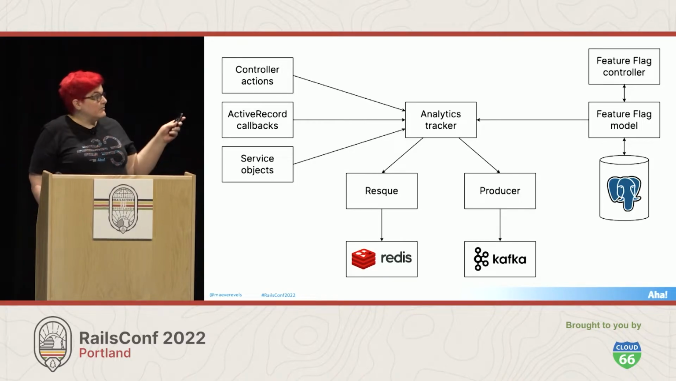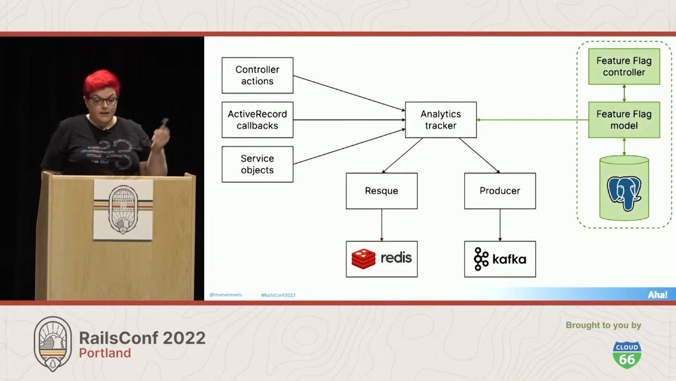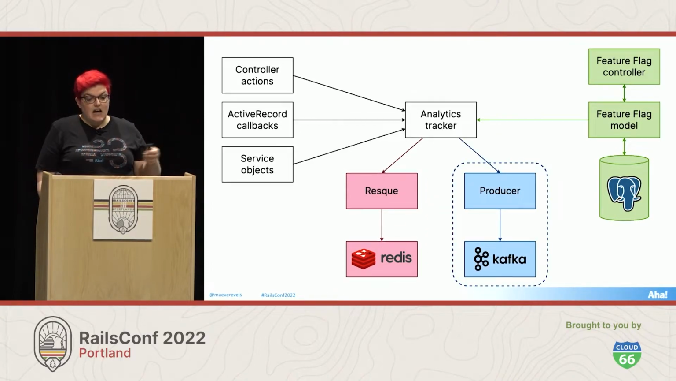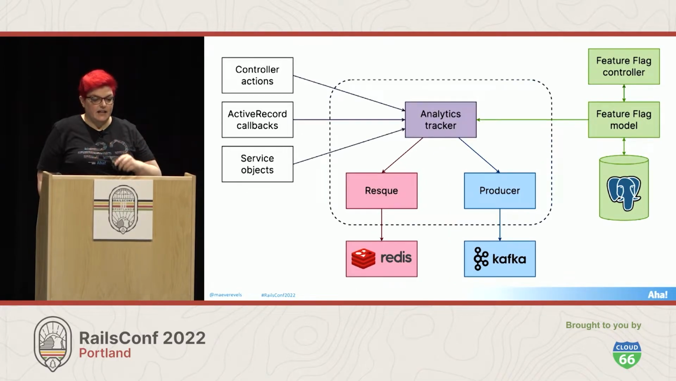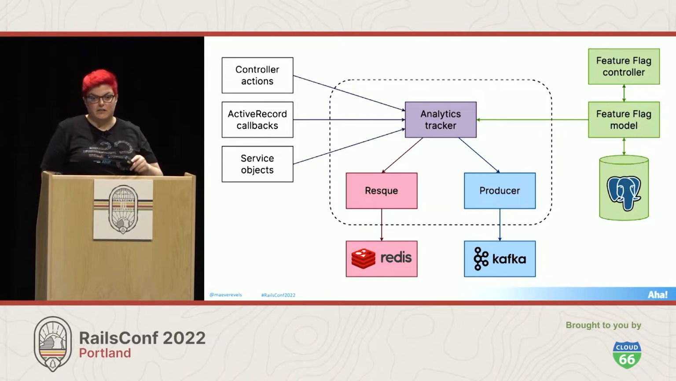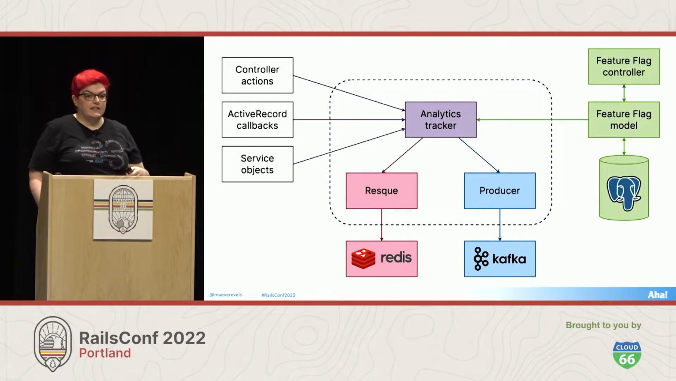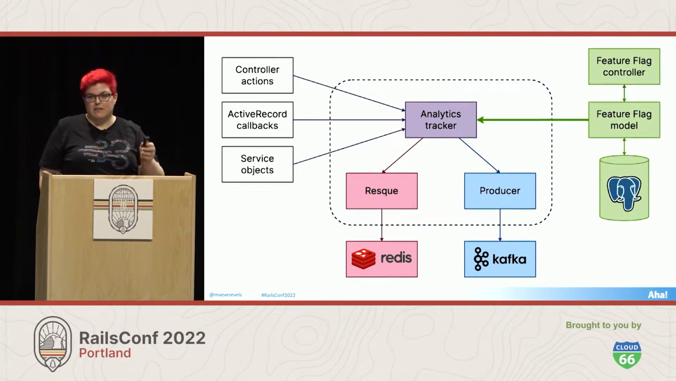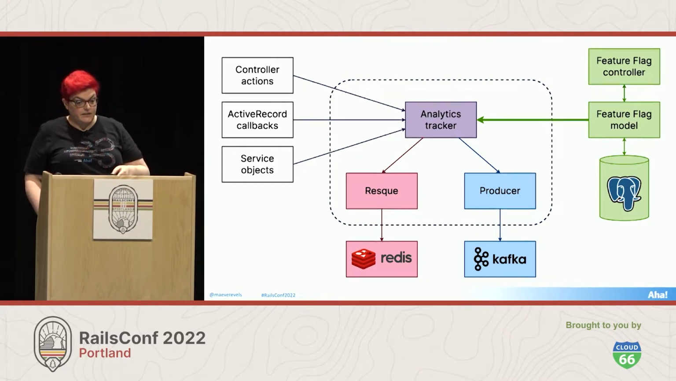So there are a lot of subsystem seams in this picture. Feature flags are their own little subsystem. Resque and Redis are a subsystem. The Kafka producer and the broker form another subsystem. But for my tests, I concentrated on the seam around the analytics tracker and all of the application code that it uses in order to manage background processing. So let's look at the arrows that cross this seam. Anything that points towards the inside is an enabling point. So the feature flag model is where we decide whether we're going to send the data to either Redis or Kafka.